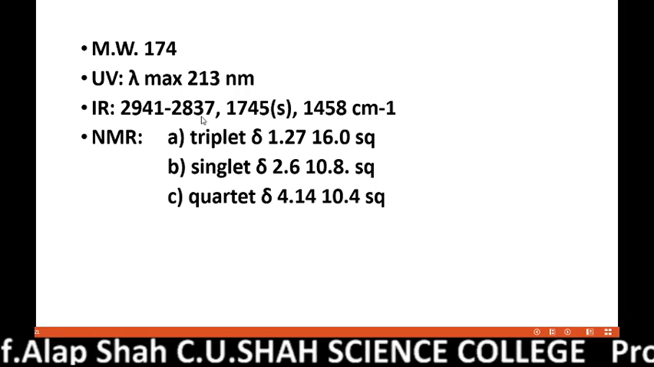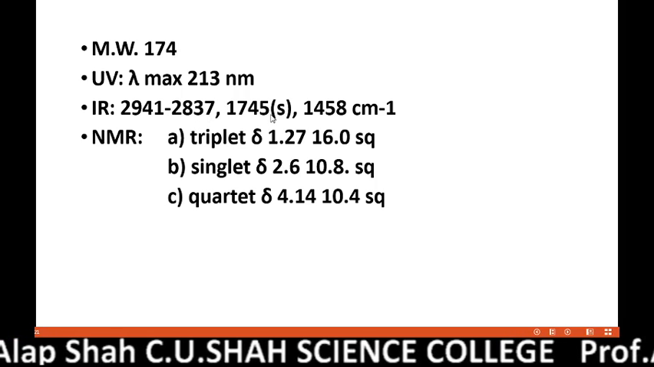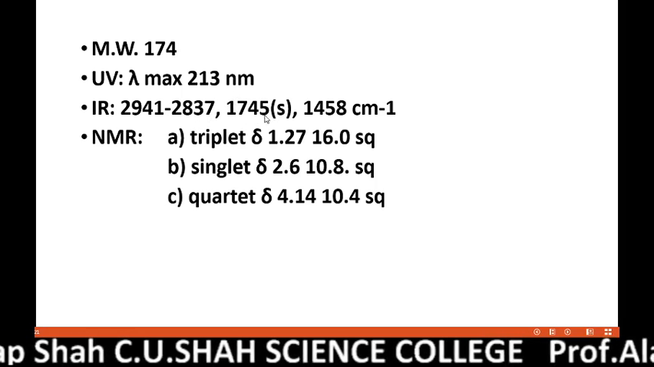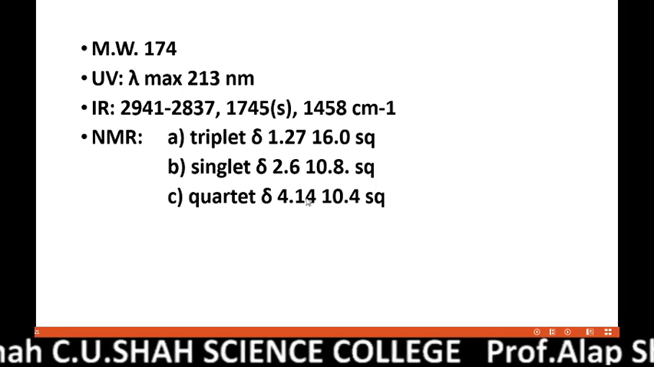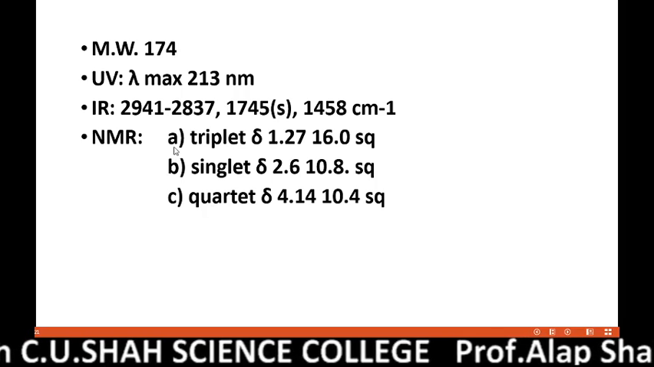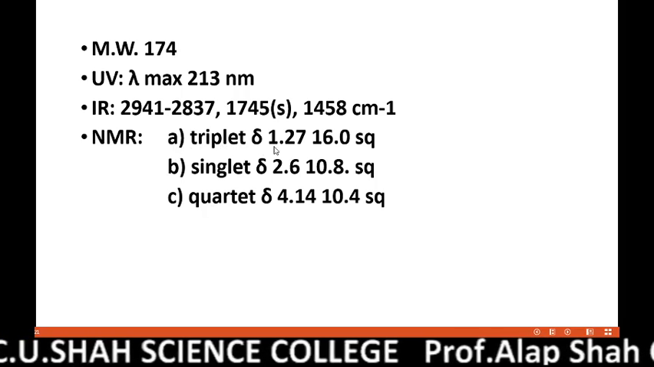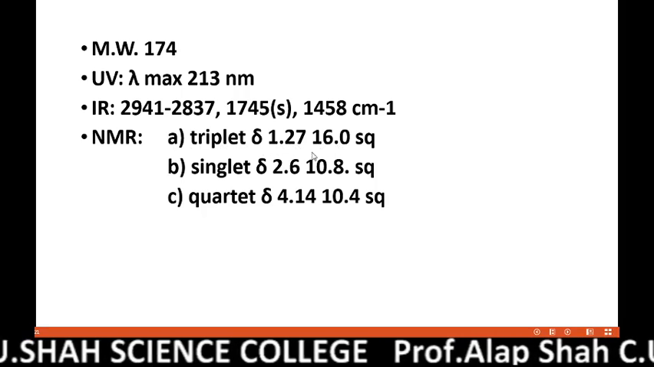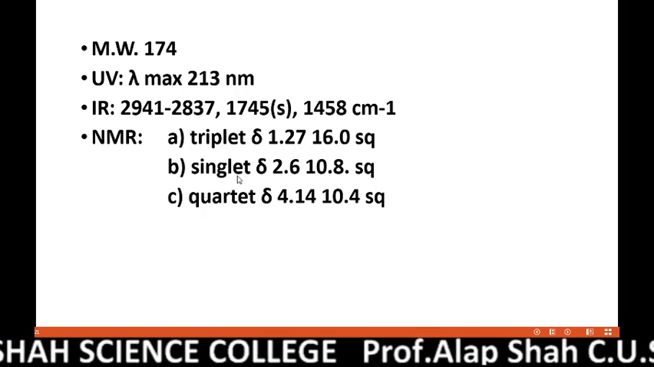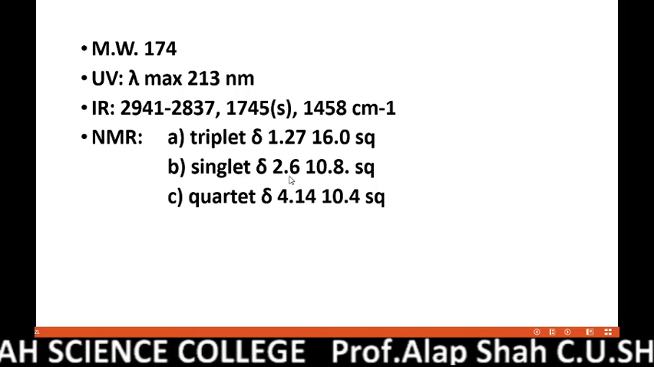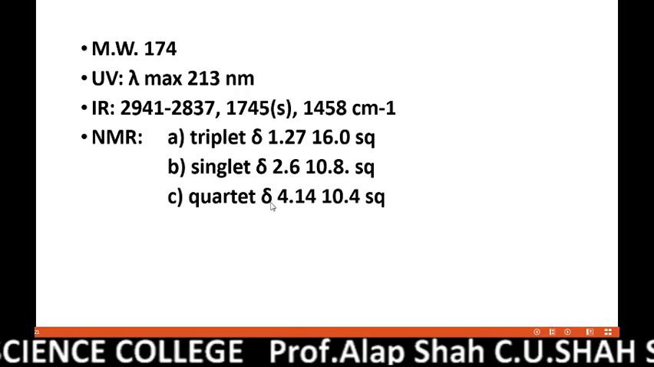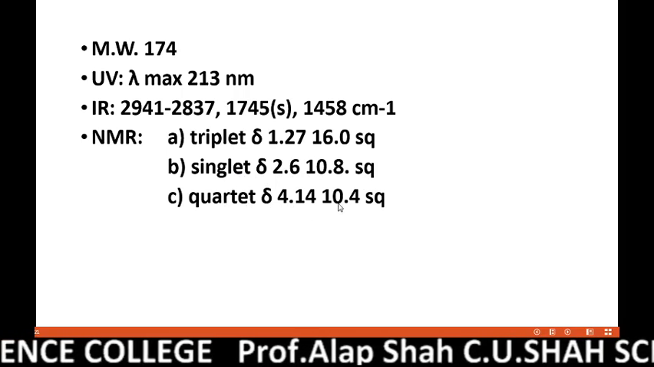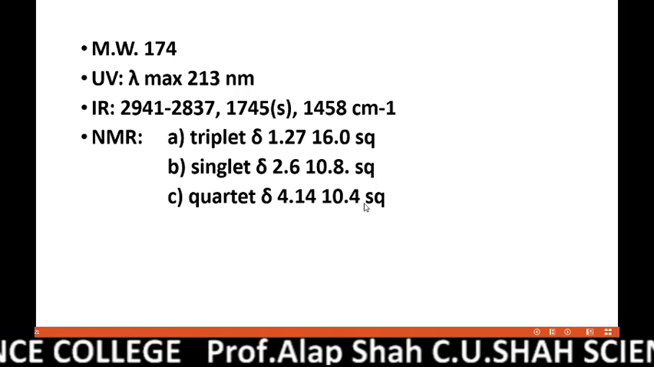2941, 2837, 1745, that is indicating presence of ketonic group, and 1458 centimeter inverse. There are three NMR signals: triplet, delta 1.27, 16 square; second signal B, singlet, delta 2.6, 10.8 square; and quartet signal C, delta 4.14, 10.4 square.